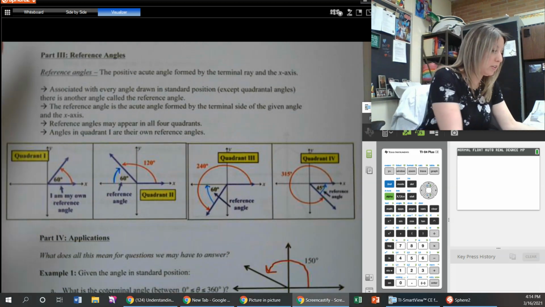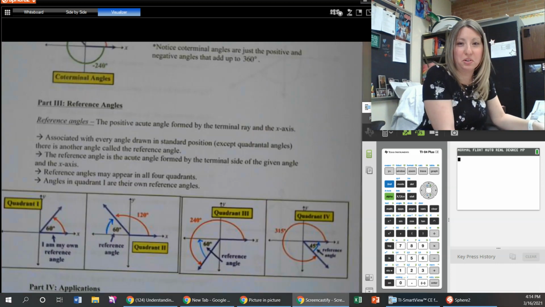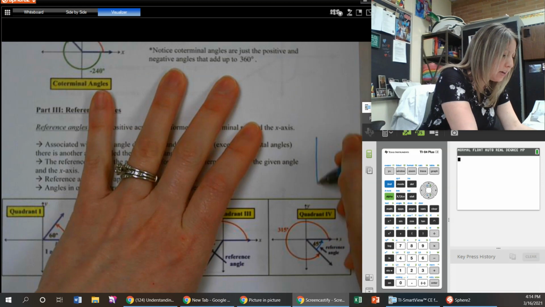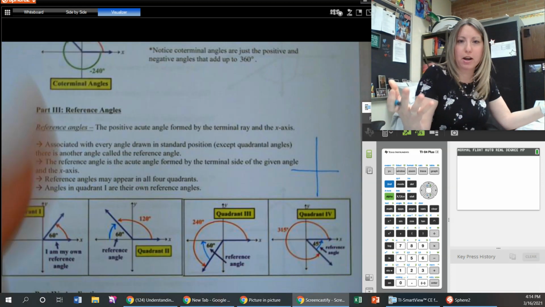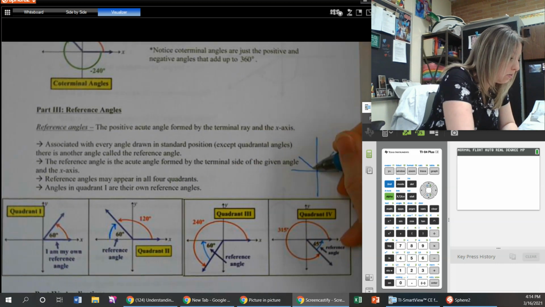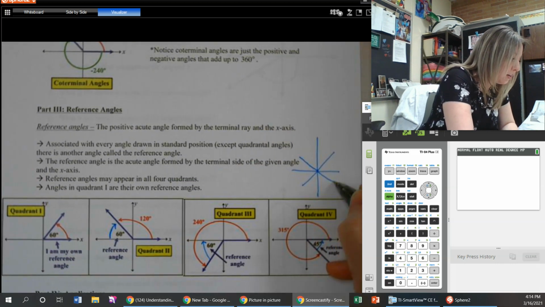So essentially what it looks like, and this is what my teacher used to draw, and I really didn't understand it until I started teaching it myself and said, oh, yeah, the bow tie, right? If this is a sketch of my coordinate plane, reference angles are these angles.